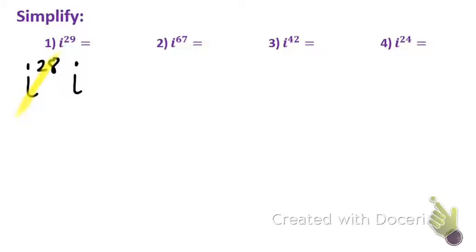All right, so now we've got to think about 67. And it's early in the morning, so I don't know if I know this one myself. But what's the highest multiple of 4 in 67?